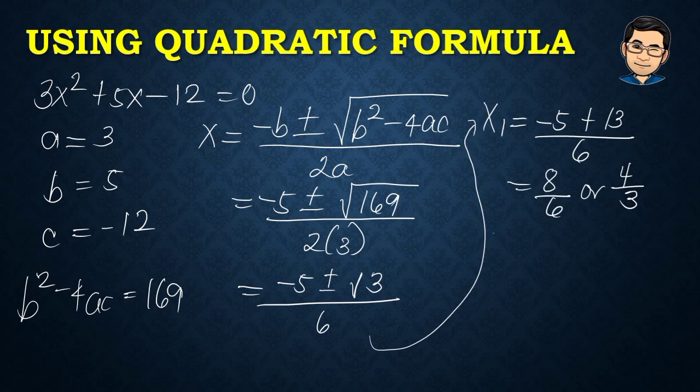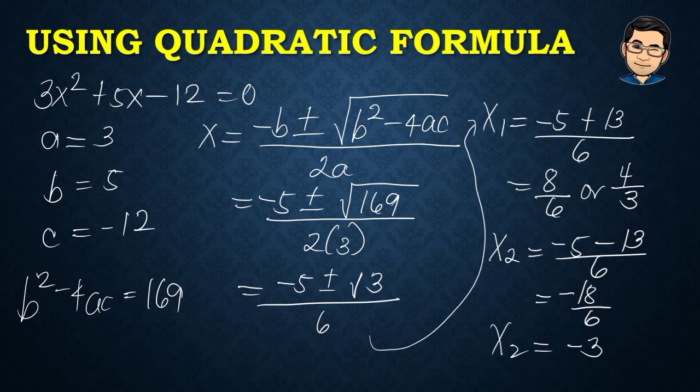And then x sub 2 is equal to negative 5 minus 13 all over 6. Negative 5 minus 13, that is negative 18 over 6. And then that is negative 3. So x sub 2 is negative 3. And then x sub 1 is 4 over 3. So again, rewrite natin dito banda. x sub 1 is equal to 4 over 3. And then x sub 2 is equal to negative 3.